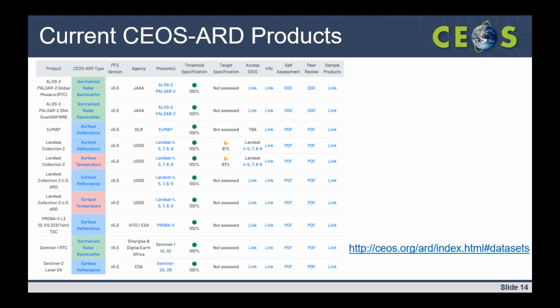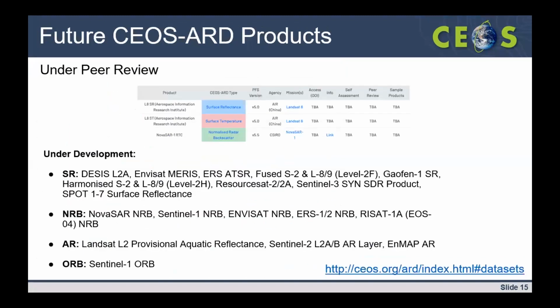So these are our current CEOS ARD products. There's just a table from ceos.org/ARD. On the next slide as well, there's details of upcoming products that CEOS agencies are working towards. There's quite a few of them in the pipeline, so I won't put the whole table here because it's too small to read once it's on there. But I encourage you to take a look on the website and let us know if maybe you are working towards any of these assessments. We can add you to the website as well. Next slide.